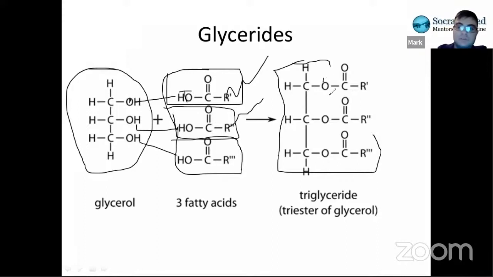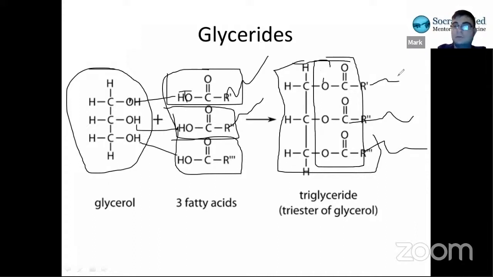And then you have just one O connecting these two carbons, right, to form an ester. And then all three of these chains are like that. So it has this really hydrophilic head, as well as these three really long hydrophobic tails now.